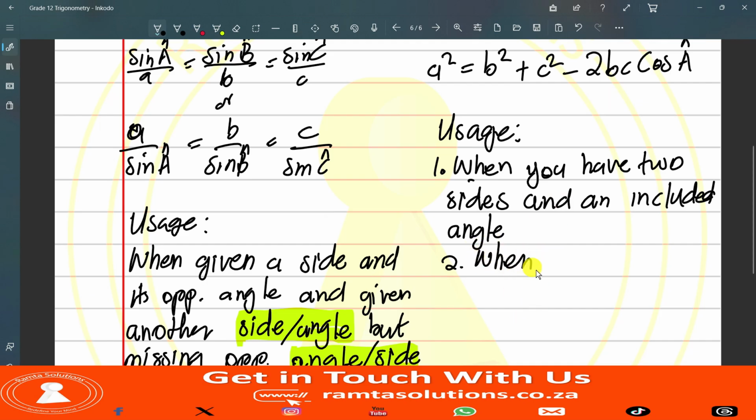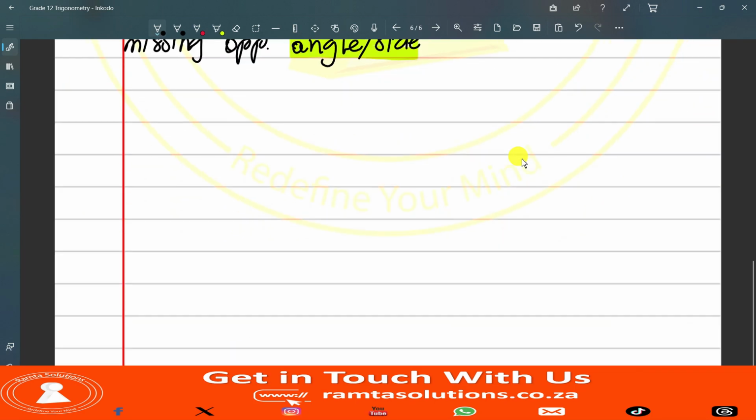Secondly, you can use it when given all sides. Then that's when you determine the angle. When given all sides, this is when you use the cosine rule. Now, let's go to the area rule.